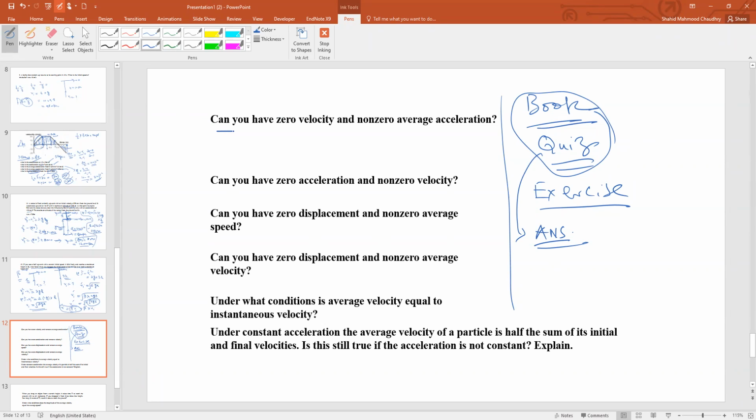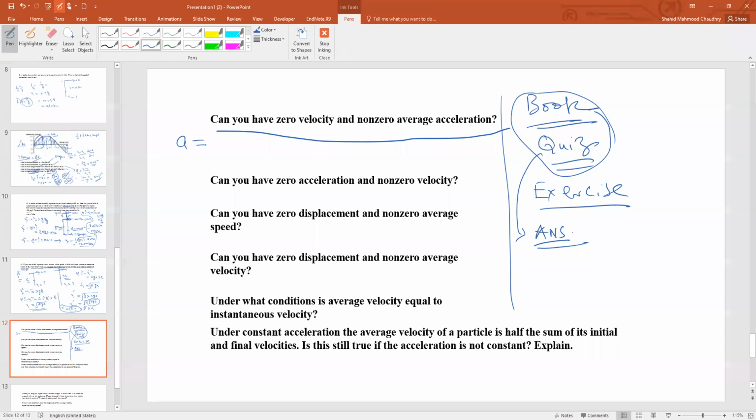The question is, can you have zero velocity and non-zero average acceleration? Yes. Why? If you move at a certain speed and then suddenly stop, you will have zero velocity at that moment, but you will have an average acceleration. You can understand that the acceleration is not zero.